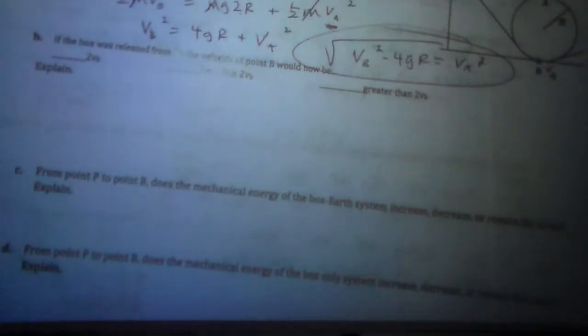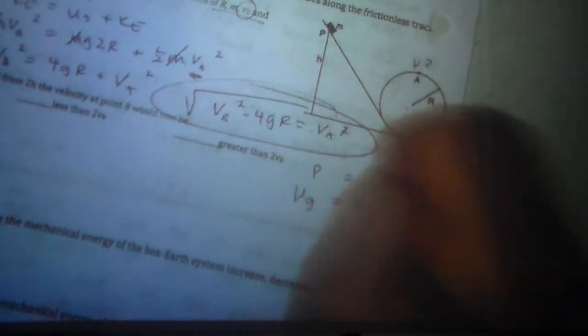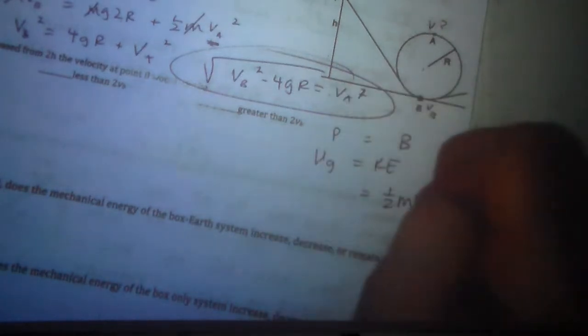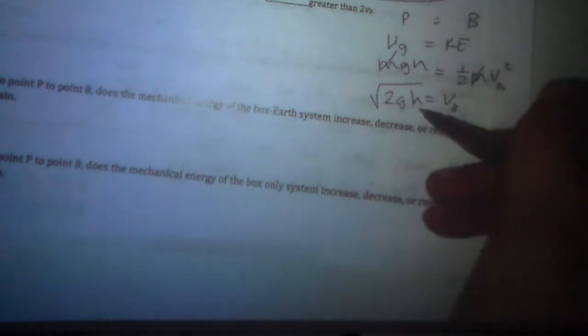If the box was released from 2h, the velocity at point B would now be, so now I'm talking about h compared to B. So I'm going to say P and B. P is all potential, B is all kinetic. This is 1/2 mv squared. mgh, m doesn't matter, multiplied by 2gh. So the velocity at the bottom is just the square root of 2g times the height it was dropped from.